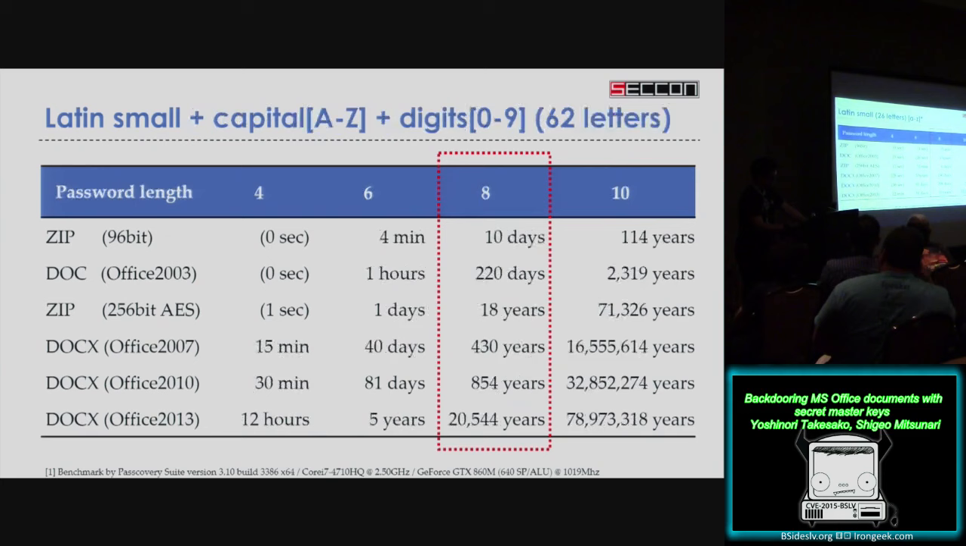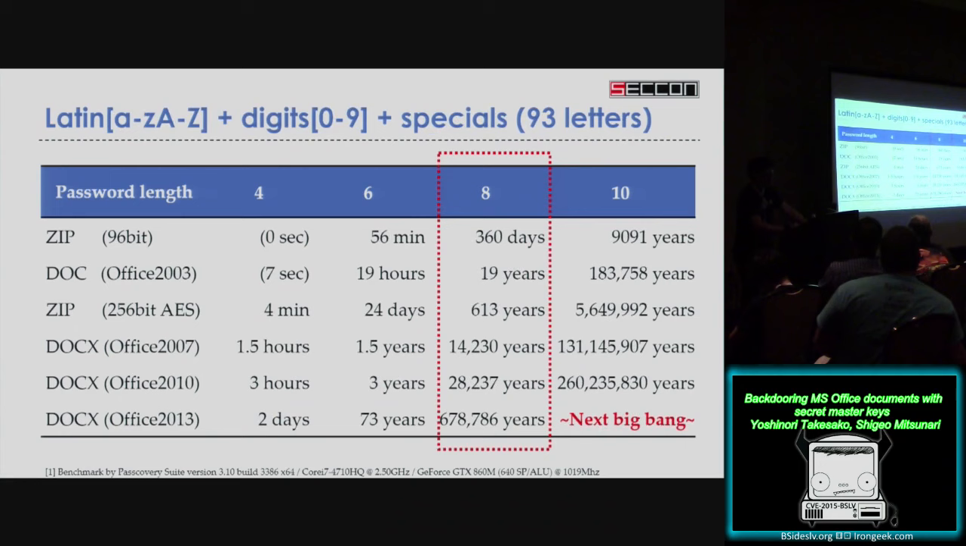Now the password consists of Latin small characters, Latin capital characters, and digit characters. If the password length is 8, the docx's time required for brute force attacking was about 20,000 years with Office version 2013. It's a very long time, I think. Next, the password consists of 97 letters, which include Latin small characters, Latin capital characters, digits, and special symbol characters. If the password length is 8, the Office 2013 docx time required for brute force attacking was about 67 million years. And if the password length is 10, you will not be able to decrypt it even by the next Big Bang. Yeah, it's perfect.